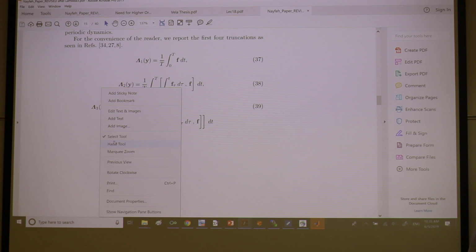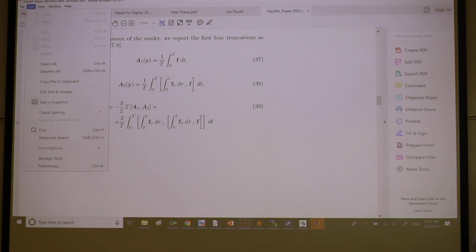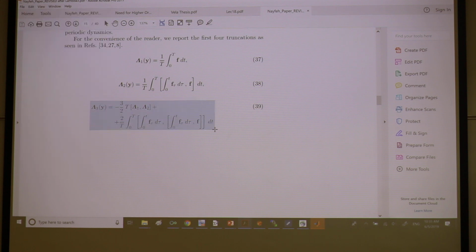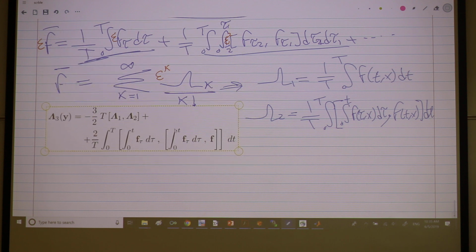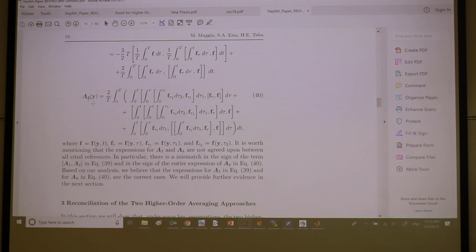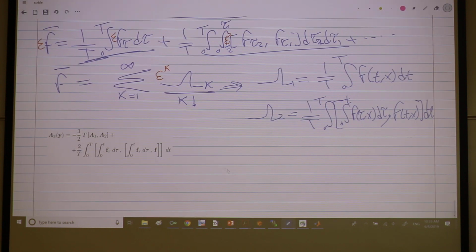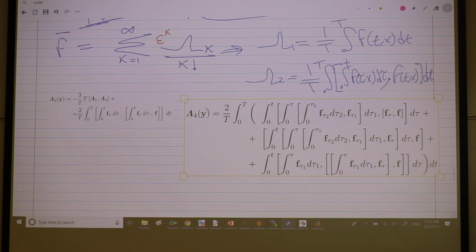No, not select. Yeah, right, select papers. Not select, I need this one. This is lambda 3. For your own sake, this is lambda 4. It becomes messy as you go. We don't have a recursive formula. But the beautiful thing is that it's an exact averaging.